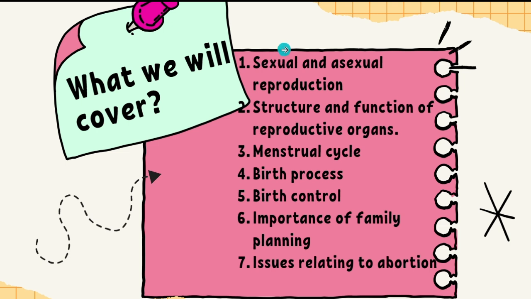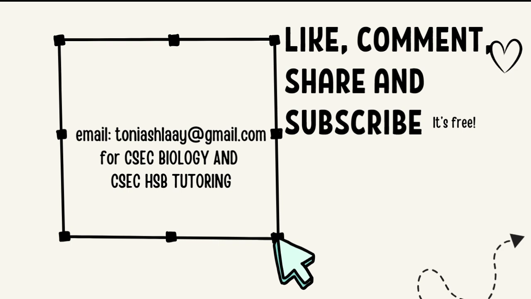So what you need to do is just know about these things, know about the differences, the advantages and disadvantages, the structure and the functions. Be able to explain the menstrual cycle, or if you're given a diagram, be able to interpret it, the birth process, the birth control, different methods of birth control, the importance of family planning, and then the issues relating to abortion, right? So these are all of the topics that we went through today.